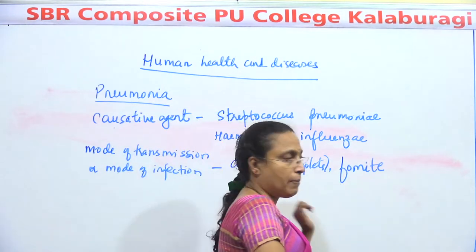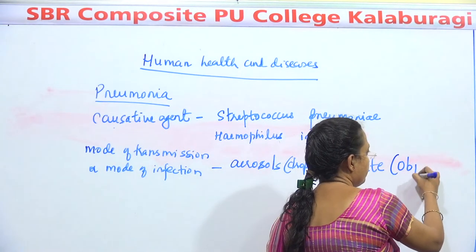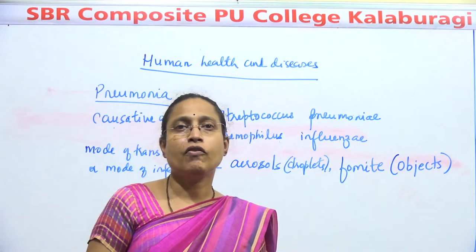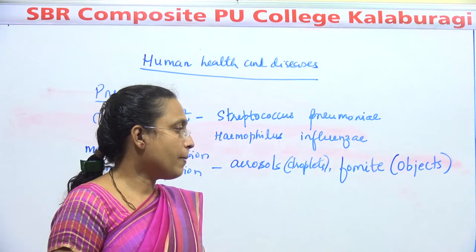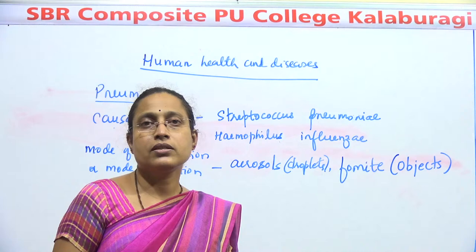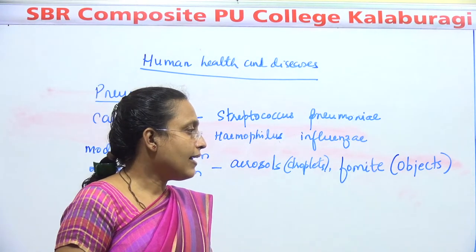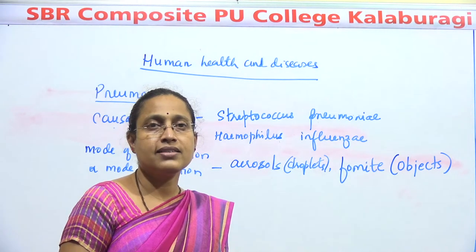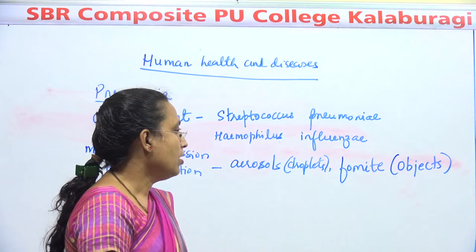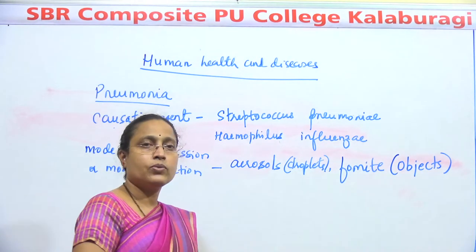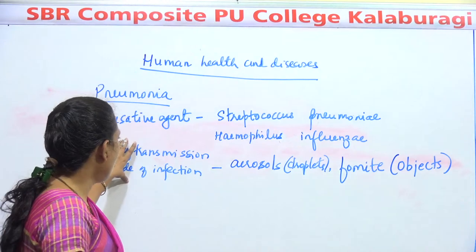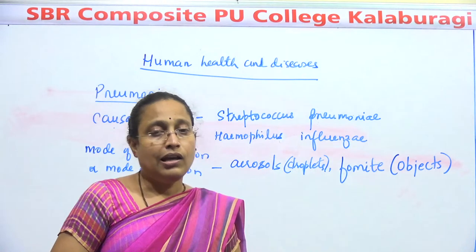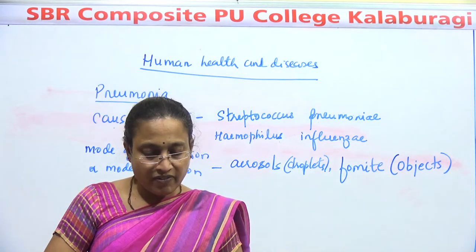So what is fomite, remember? It should be through objects. Passing the disease through use of common articles. Articles are objects. For example, it can be sharing a pen, it can be sharing computers, or the mouse or keyboard. Like that, objects can spread. Objects are the means by which it will spread from a diseased individual to a healthy individual. So this is the mode of transmission. You can also call it mode of infection. Then coming, lastly, to some of its symptoms.